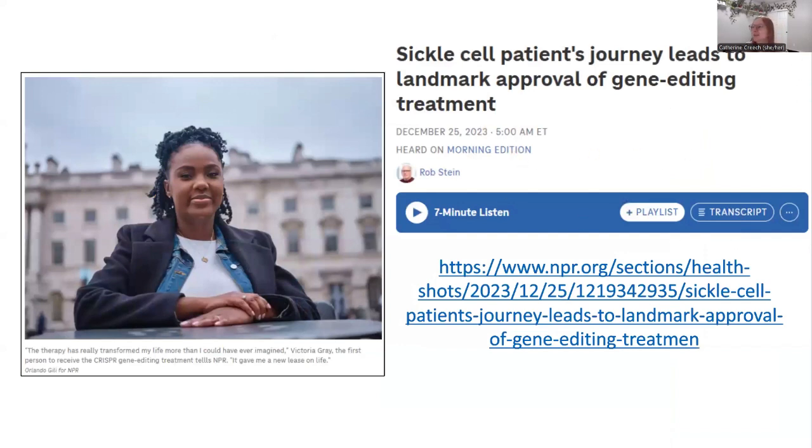I also want to talk about how CRISPR is affecting people currently. So this is Victoria Gray. Victoria Gray should be a household name. She's an American hero. She is the first person to have CRISPR edit cells in her body to help her with her sickle cell anemia. She is so brave. She is a wonderful spokesman for the impact of this disease on the people it affects. So just a rock star, so cool.